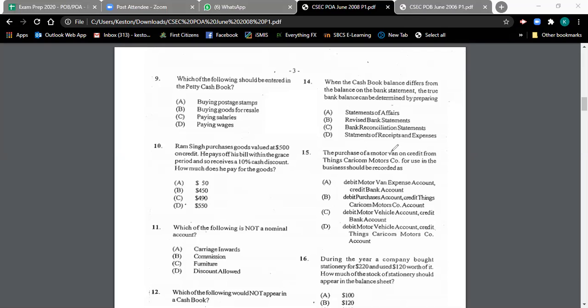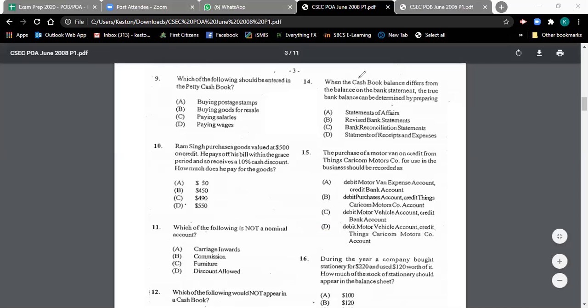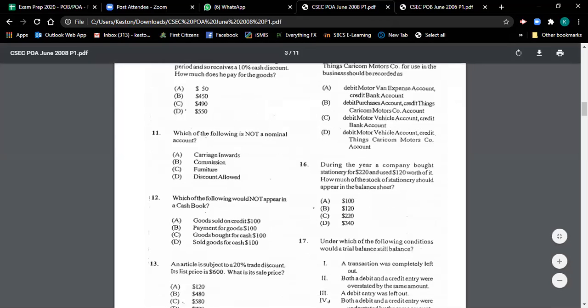15, the purchase of a motor van on credit from Things Carica Motors Company for use in the business should be recorded as. Yes, correct. Well done, Simon, Alex, Ariana, Shania. D, debit the motor vehicle account and credit our new creditor, Things Carica Motors. 16, during the year, a company bought stationery for $220 and used $120 worth of it. How much should appear in the balance sheet?